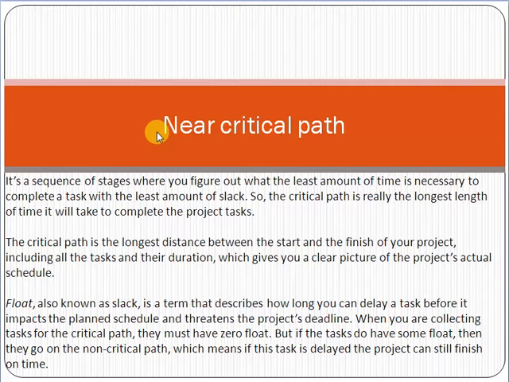So before going into our main topic, near critical path, we have to understand what the critical path is. If we can understand the concept of critical path, we can easily understand the near critical path as well. Why? Because the term tells you that near critical path means it is near or closest to the critical path. So first of all we have to understand the critical path.